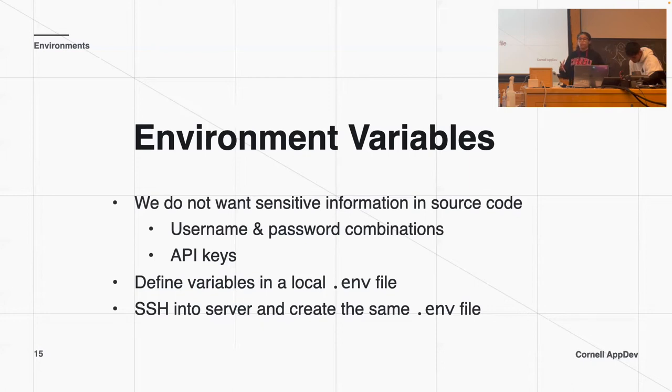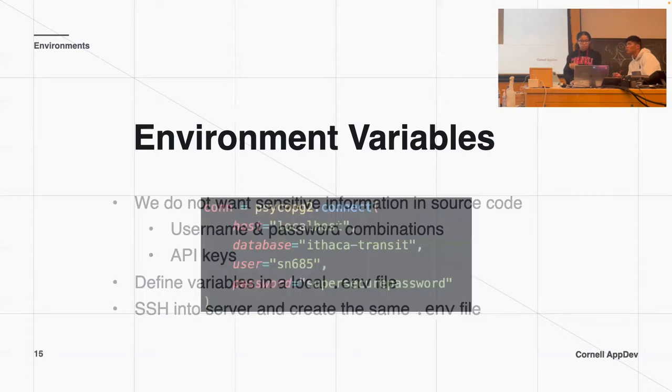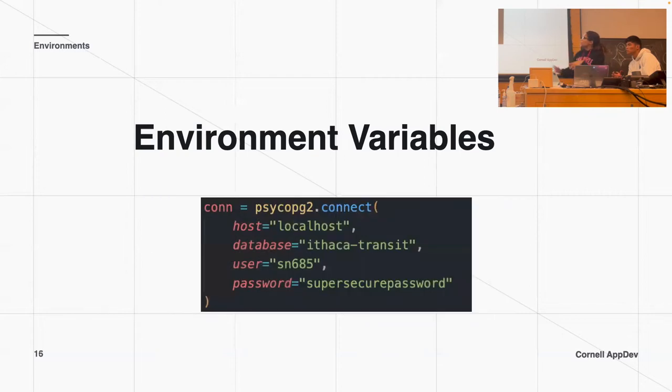And to do that, you define your variables in a local .env file, and then you would SSH into your server, essentially log into your server, and then create that same .env file. So here's an example. This is login information for Postgres. You'd have your host, which is localhost. You have the database that you want to log into, in this case the Ithaca Transit database. You have your username, which would be SN685, your NetID, and then your password, super secure password.